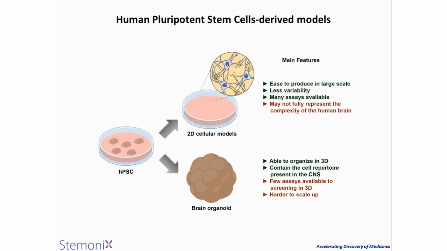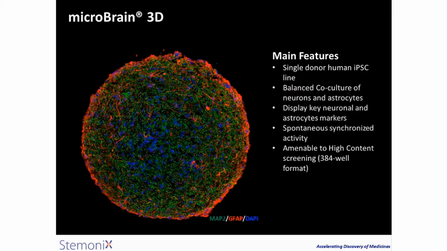this is. So here at StemoniX, we decided to tackle this problem, developing a new platform that's called microBrain 3D. One of the main features of the microBrain 3D is that it is derived from a single donor iPS line. So both the astrocytes and neurons that compose this platform are derived from a single cell line. This platform is composed of a co-culture of a balanced amount of astrocytes and neurons. You try to target a 1-to-1 ratio of astrocytes to neurons, and they display key neuronal and astrocyte markers.